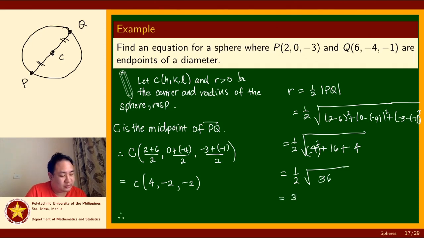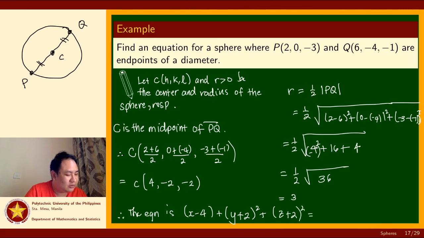Therefore, the equation of the sphere: (x minus 4), kukunin mo yung 4 dito sa center, plus (y minus -2), which is y plus 2, plus (z minus -2), which is z plus 2, all squared, equals 3 squared. So this should be the equation of the sphere in the center radius form.